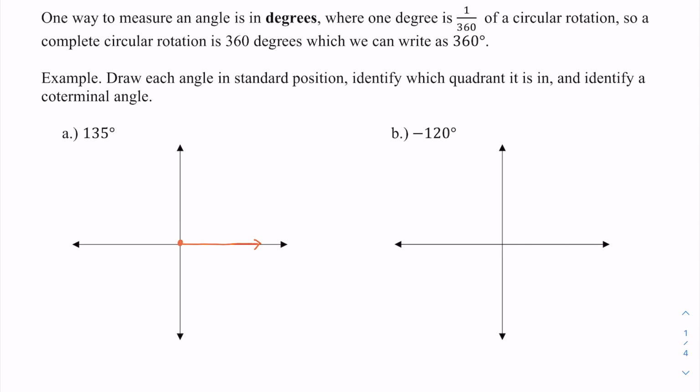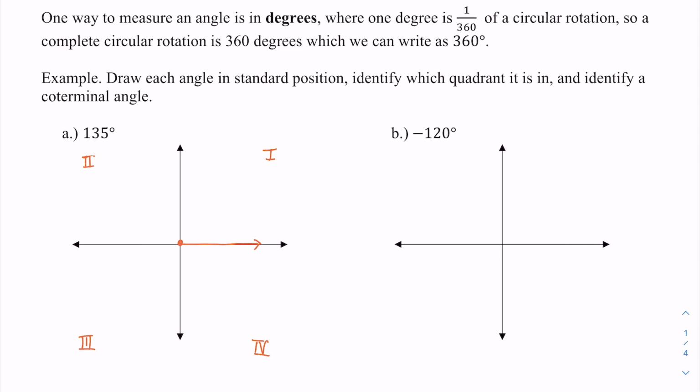Now, 135 degrees, we want to think about where that's going to be. Well, let's list the quadrants first to remind ourselves. We have Roman numeral 1, first quadrant starting in the upper right-hand corner, moving over to quadrant 2 in the upper left-hand corner, down to quadrant 3, and then over to quadrant 4. And so where is 135 degrees going to be?